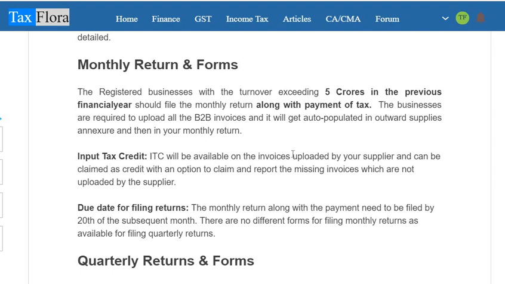ITC will be available on invoices uploaded by your supplier and can be claimed as credit, with an option to claim and report the missing invoices which are not uploaded by the supplier. That means all the inward supplies which are uploaded by the supplier, that means your supplier will upload his invoices and it will be an input credit for you that you can claim as such, and if there are any modifications you can make modifications and log those invoices. Apart from that, some of the suppliers wouldn't have filed their quarterly returns or their monthly returns, so the input credit you would lose.